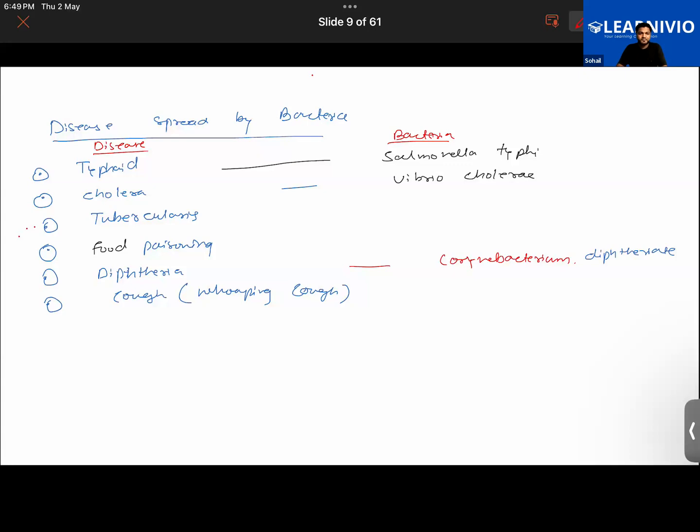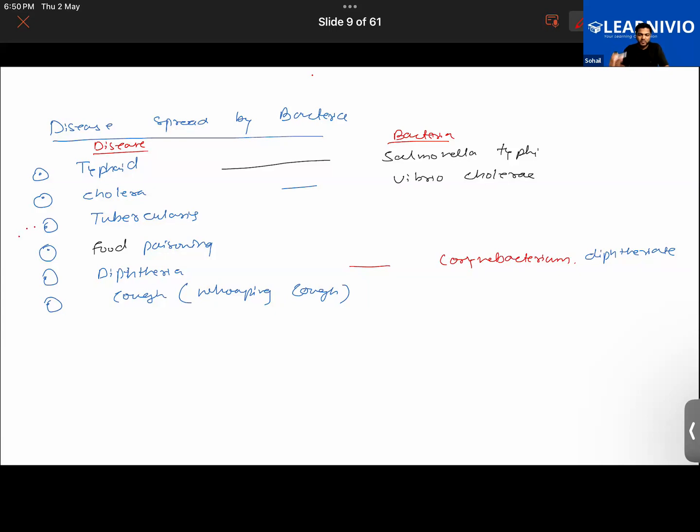What happens? Once this bacteria enters the body of a person, it will cause problems like difficulty in breathing. Apart from breathing, it will cause other problems also. There are other symptoms of diphtheria as well. Particularly, persons above the age of 55 or 60, or children below the age of 5, are more at risk of getting this disease.